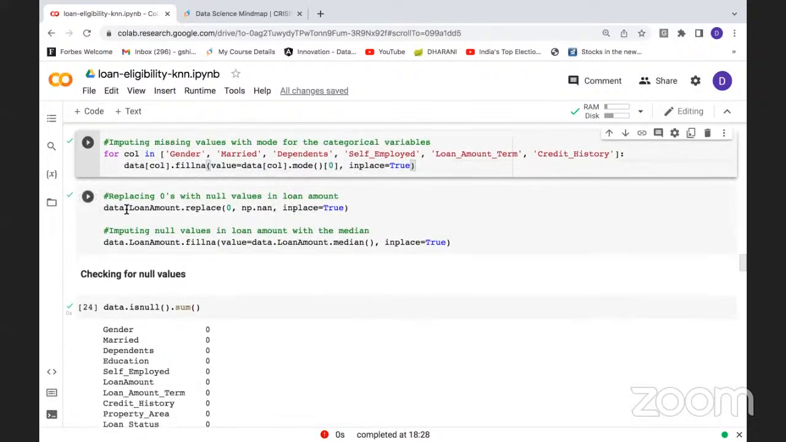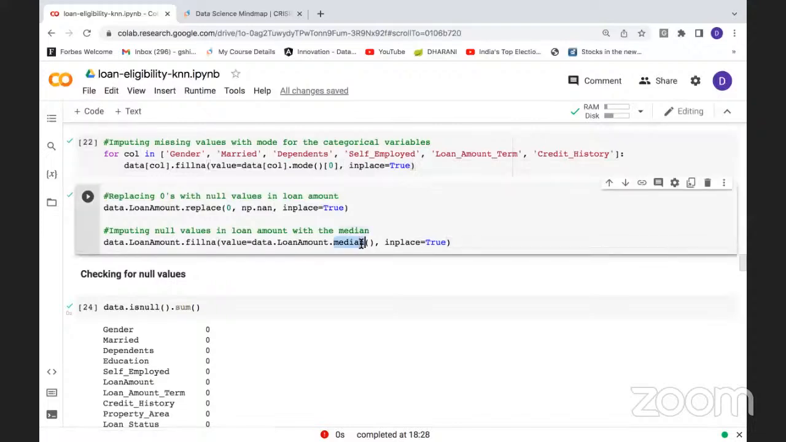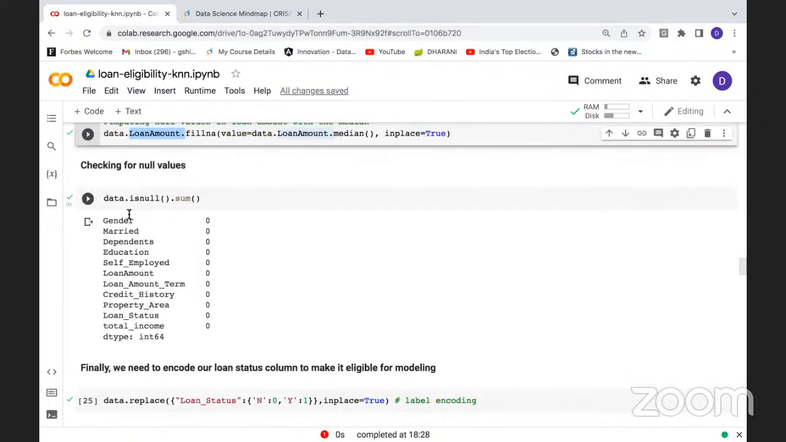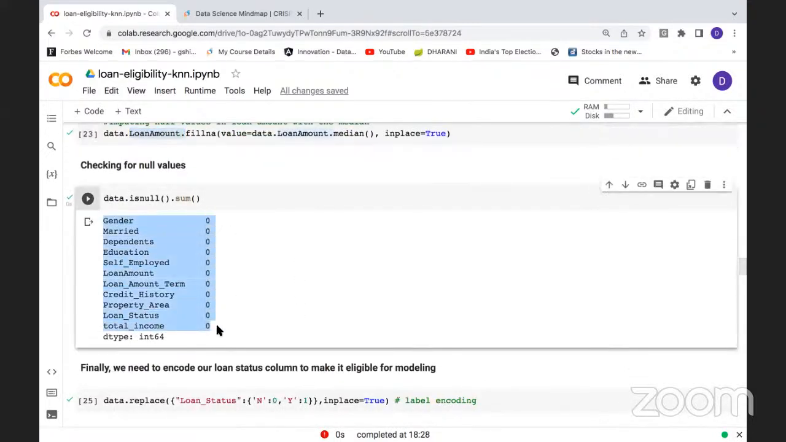Okay, now if it is numeric data, we have not done outlier treatment, so we will do imputation with the median. Because you have null values, empty spaces, first you replace them with 0. Whatever zeros are there, you replace them with np.nan. After that, for the same loan amount, np.nan is filled with the median value. If you cross-check now, all the columns' null values are solved.